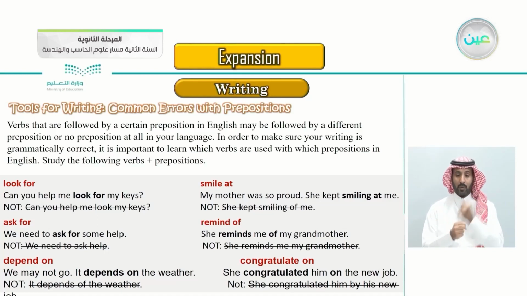Verbs that are followed by a certain preposition in English may be followed by a different preposition or no preposition at all in your language. Of course, in our language, Arabic, it's not the same as English. If in English there's a verb next to a preposition, it doesn't have to be the same in Arabic. In order to make sure your writing is grammatically correct, it is important to learn which verbs are used with which prepositions in English.